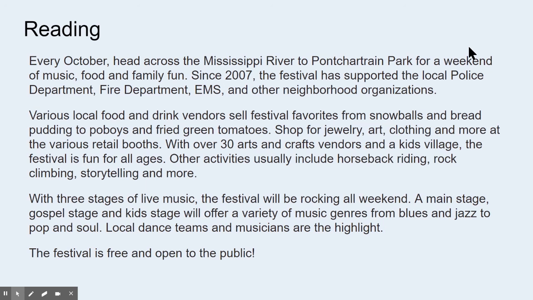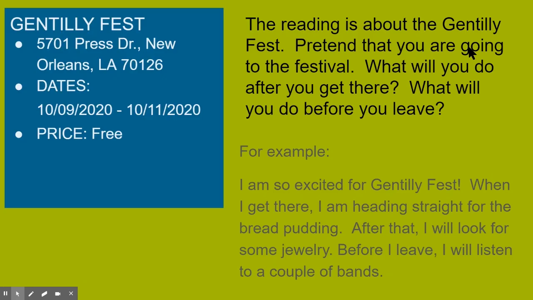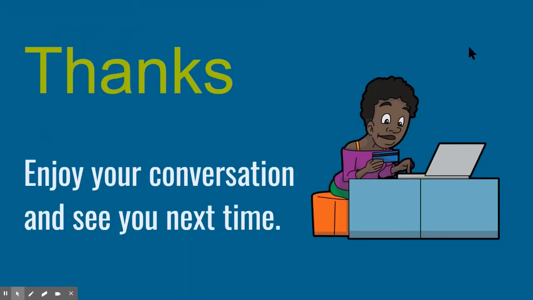your teachers and classmates this week is to read this article that is about a real event that will be happening, hopefully, in October. And once you've read it and you can talk about it with your classmates, let's do a small writing to answer the question or talk it out. Pretend that you are going to the festival. What will you do after you get there? And what will you do before you leave? Right? So we have an example paragraph for you here. And that's all that we have for you this week, y'all.